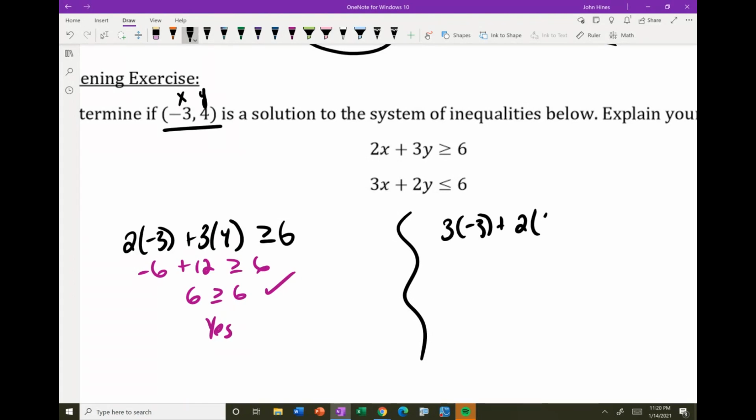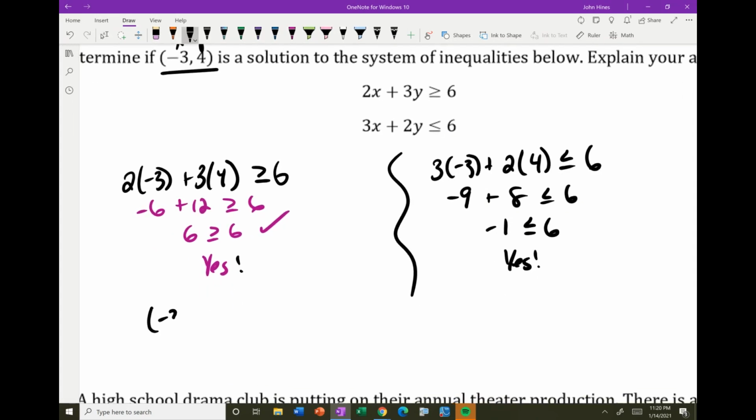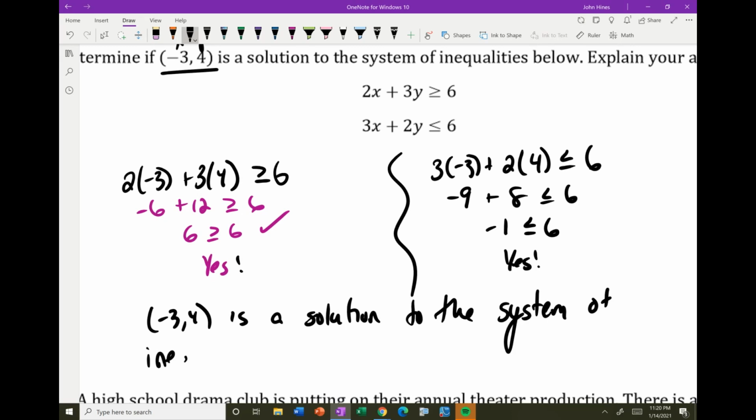Let's try this second one here. 3x plus 2y is less than or equal to 6. Negative 9 plus 8 is less than or equal to 6. Is negative 1 smaller than or equal to 6? Well, the answer to that is yes. So it works for both. So we're going to say negative 3, 4 is a solution to the system of inequalities, right? It's a system here. It's a solution to the system of inequalities because it makes both inequalities true.